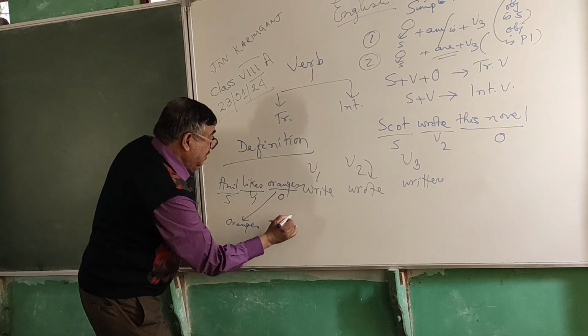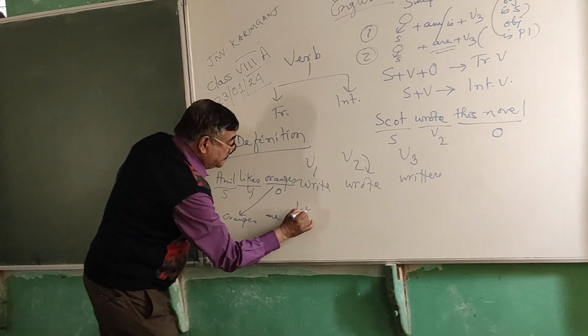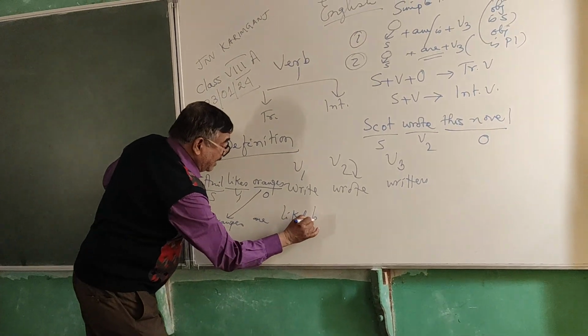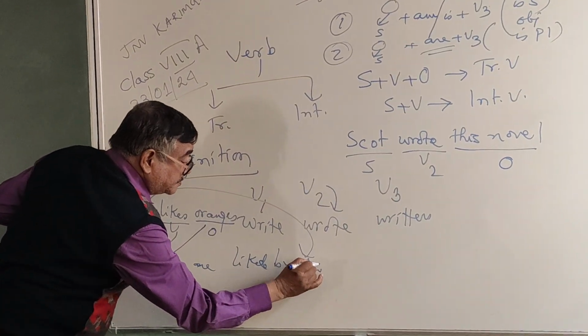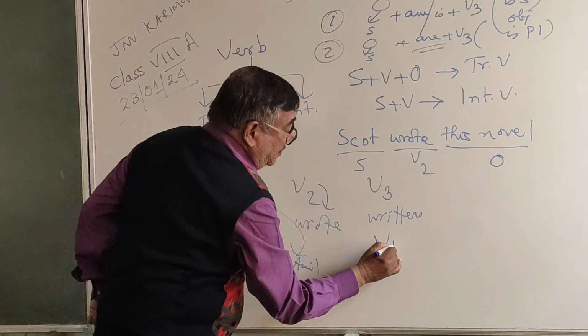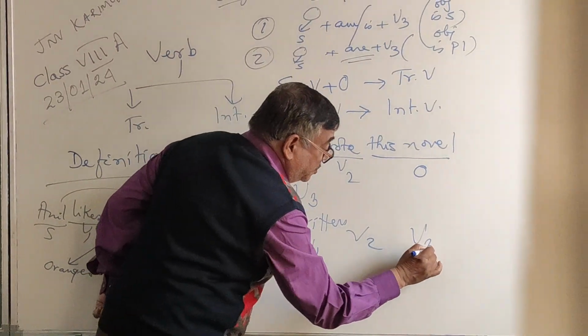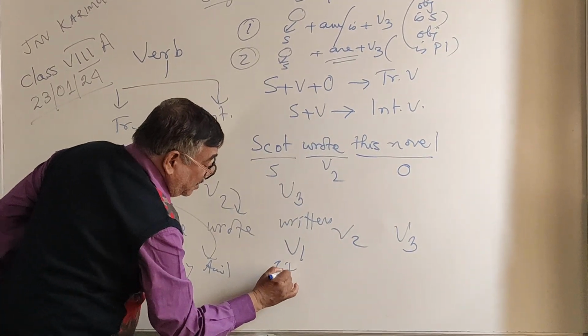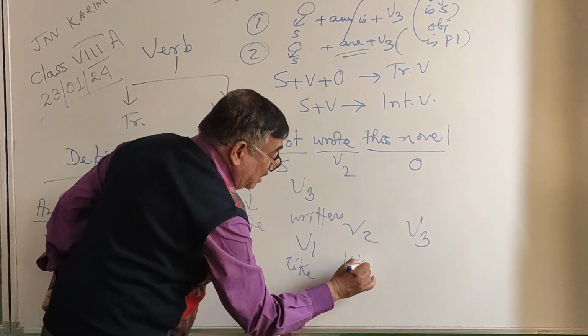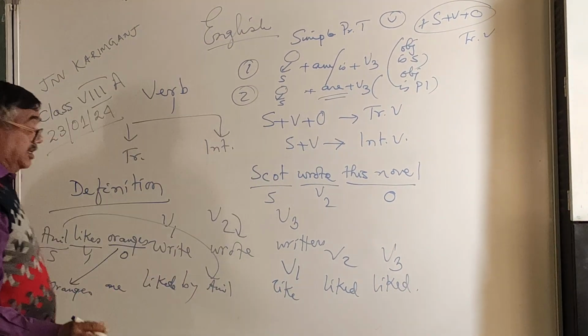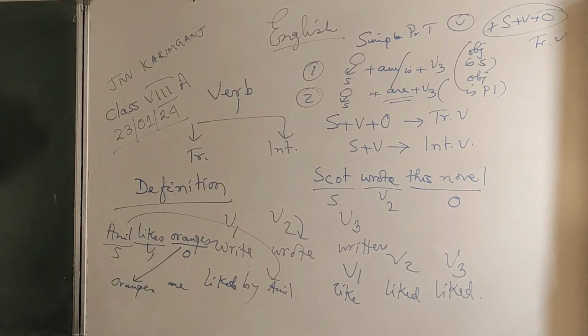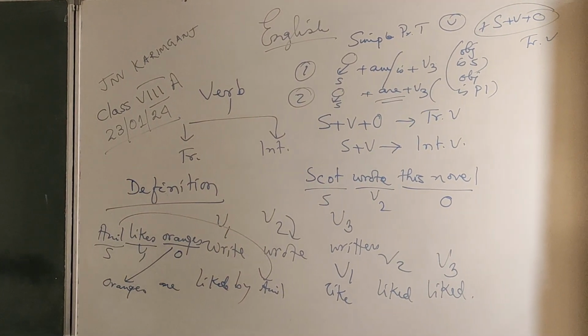Are liked by, this will come here again. Okay, B base 1, B base 2, B base 3, like. Have you understood this question? Or shall I repeat? Understood?